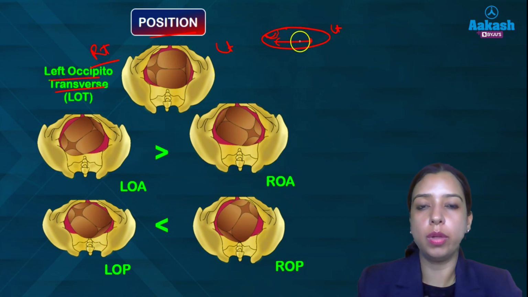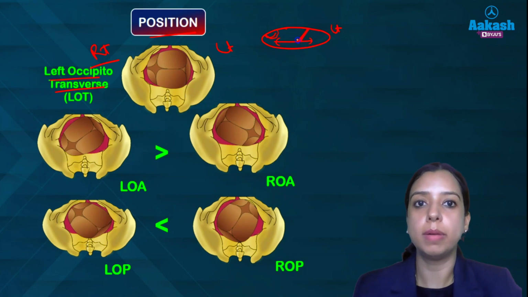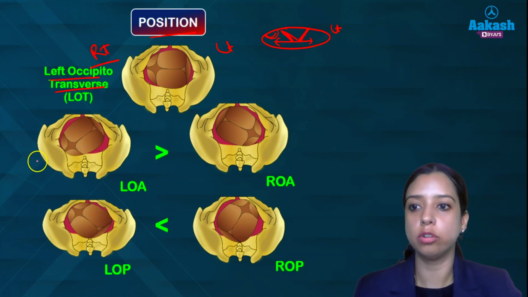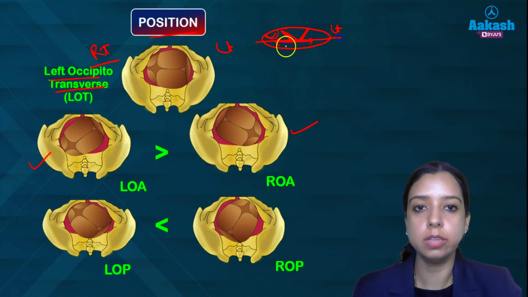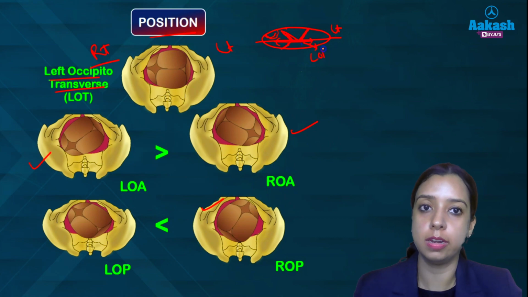Now for knowing the next common position, just move anti-clockwise. Next common is left occipito-anterior. Next common is right occipito-anterior. So left occipito-anterior is more common than right occipito-anterior. In the posterior positions, the most common is your right occipito-posterior. And least common is left occipito-posterior.